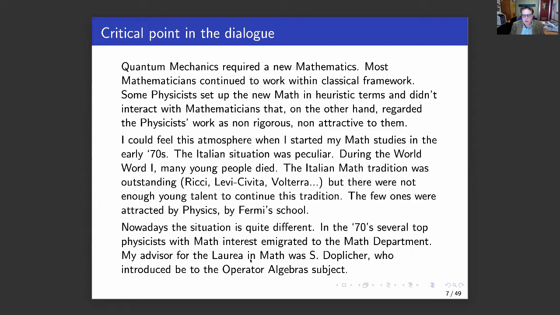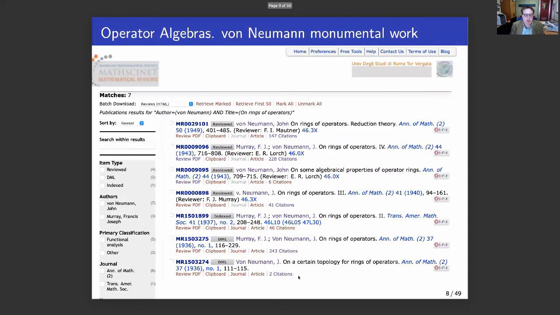Now the situation is quite different, and personally, I had the fortune to meet my advisor Sergio Doplicher, who introduced me, in my laurea in mathematics, coming from physics, to the operator algebra subject. So operator algebras.